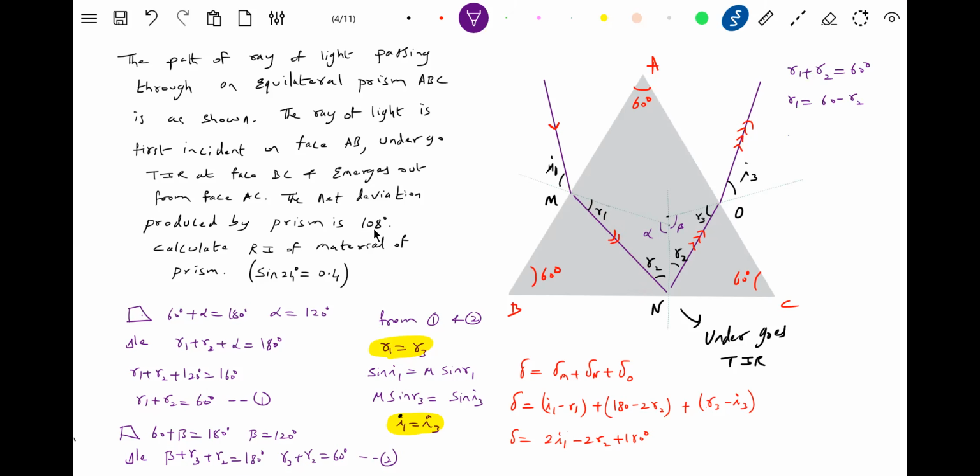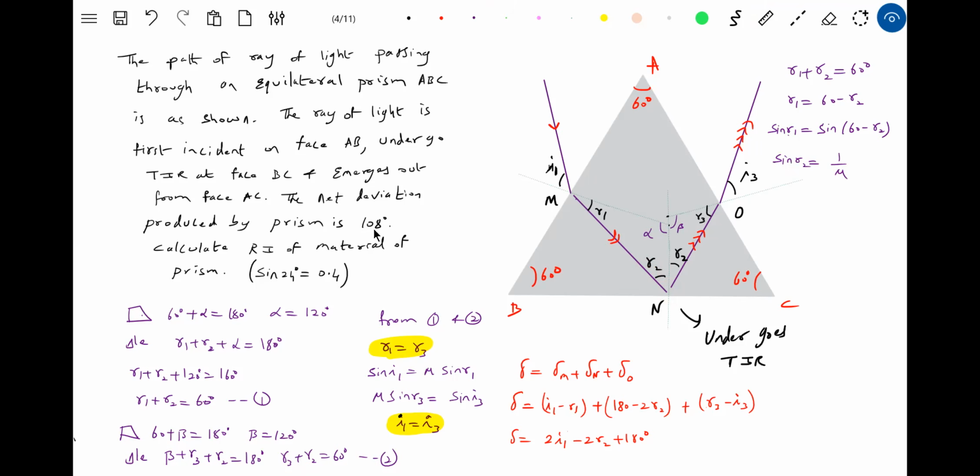So let me take sine on both sides. Sine R1. Sine R2 should be equal to 1 by mu. From where did I bring this equation? Because the ray will undergo TIR here. So sine of critical angle should be equal to 1 by mu. Okay, this equation I brought.